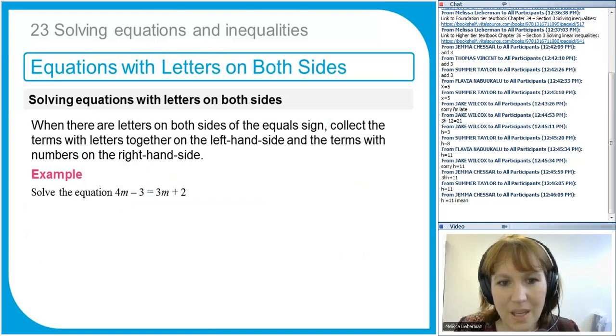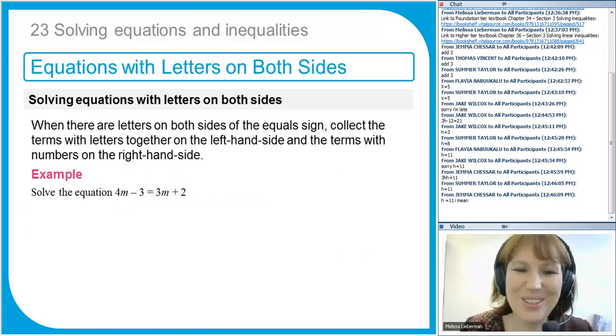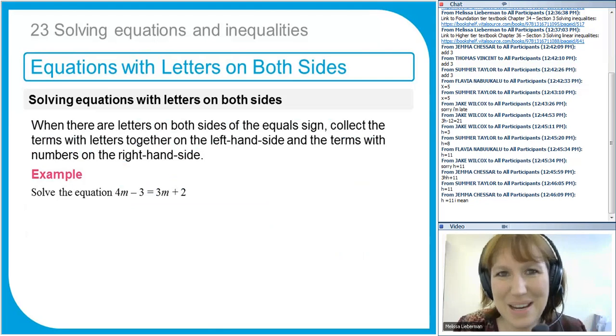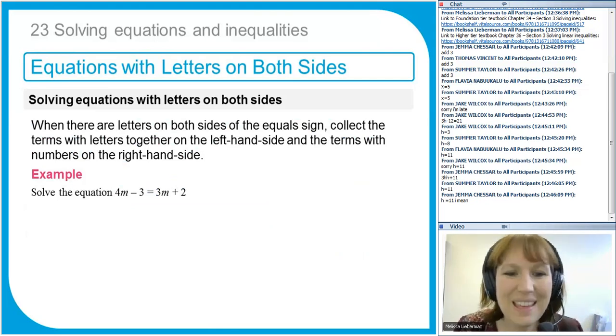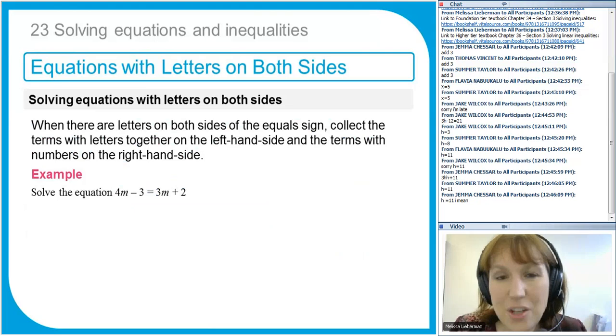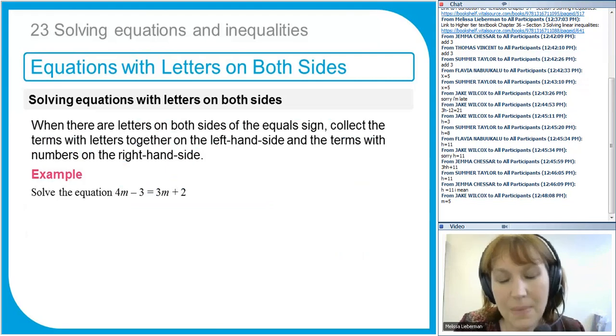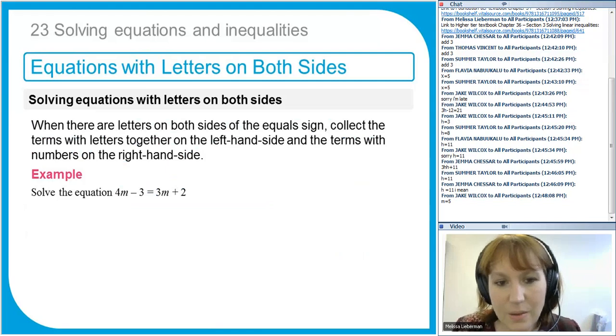Perfect. You'll just have to practice lots of those because I haven't got time to go through lots and lots of examples. So basically, if you see an equation with brackets, multiply out the bracket and then solve the equation as usual. Now, when we have the letter term on both sides, you still do it in exactly the same way, but we need to have all of the letters on the left-hand side usually, and all of the numbers on the right. So suppose we've got something like 4m minus 3 is equal to 3m plus 2.